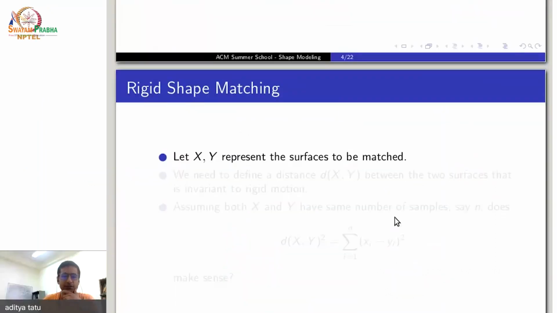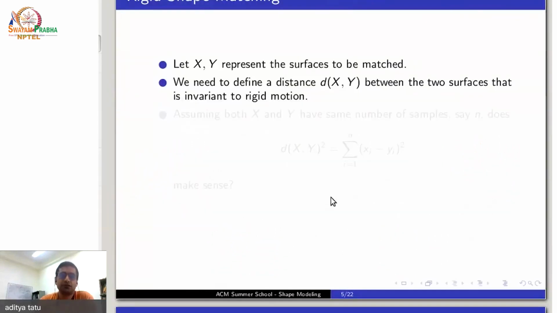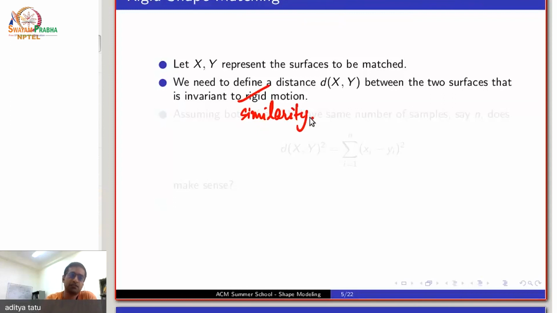So let's say you have two surfaces to be matched, x and y. We need to define the distance between these two surfaces, and this distance is the shape distance. Therefore, this distance must be invariant to any rigid transformation. In fact, I used the wrong term, it should be invariant to any similarity transformation.